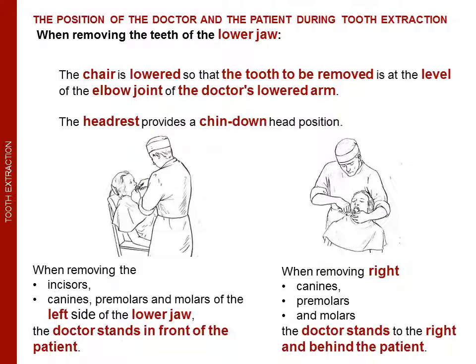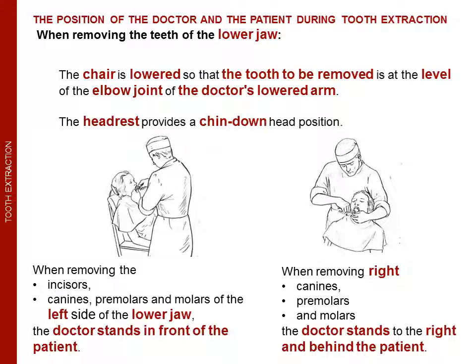When extracting the teeth of the lower jaw, the chair is lowered so that the tooth to be removed is at the level of the elbow joint of the doctor's lowered arm. The headrest provides a chin-down head position.